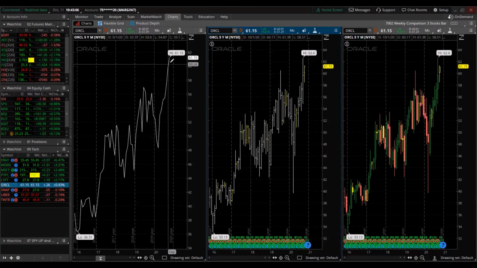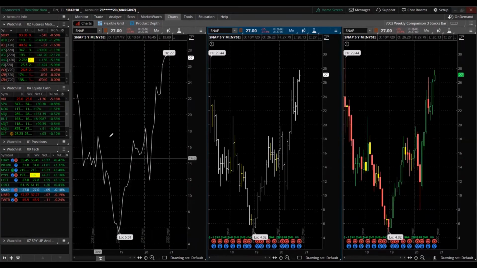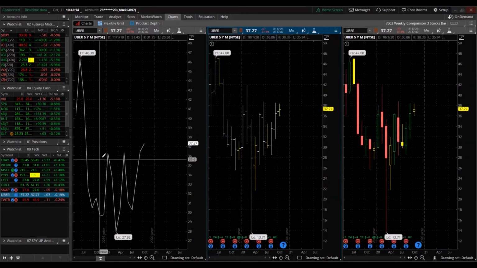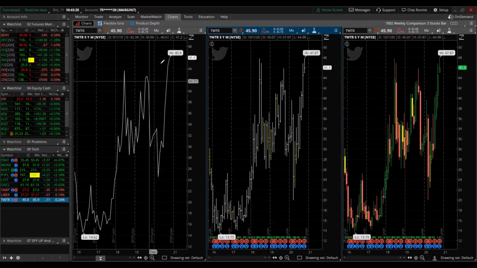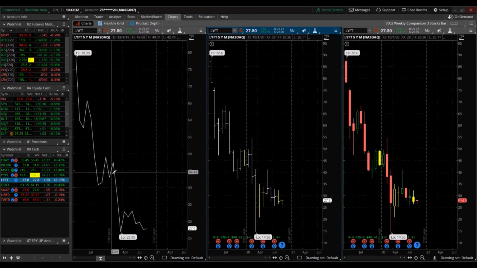Look at Oracle. Yeah, it's doing very well here. Snap also doing very well. Uber, no, it's way off its high. It's not performing as well as the other. Twitter had a lot of struggle the last few years. Again, this is a 5-year monthly chart, but now Twitter's all the way up here. Owning Twitter or Lyft? Wrong answer. You should not be in this one right now.